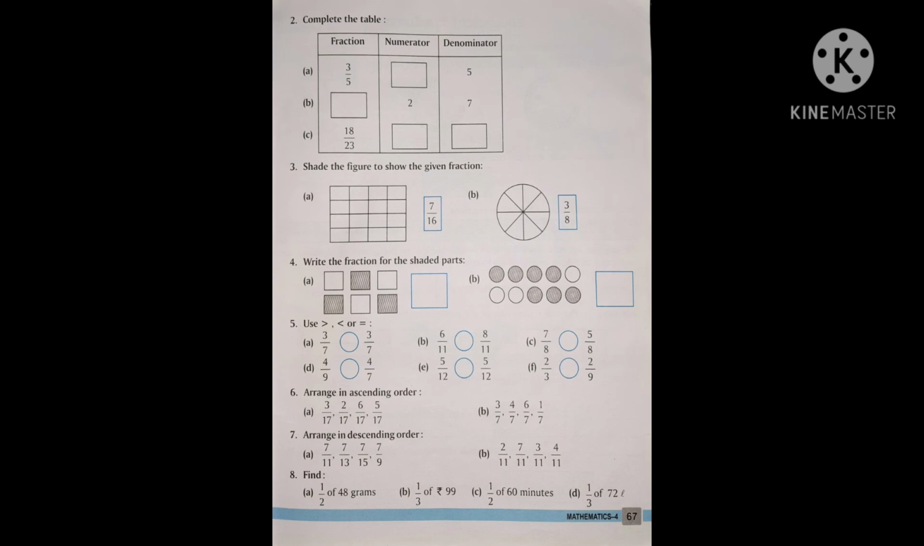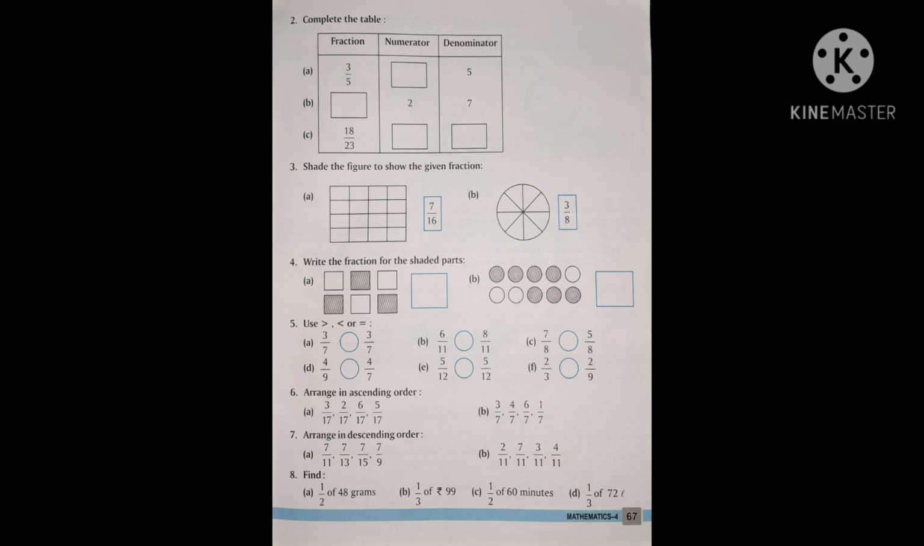Eighth question is find half of 48 grams. Here half of 48 grams means 48 grams you are dividing into 2 equal parts, right? You are dividing 48 into 2 equal parts. So 48, if you take half and half, then it will be 24 and 24, right? Half of 48 will be 24 grams. B is 1/3 of 99, means 99 you are dividing into 3 equal parts. So if you divide 99 into 3 equal parts, you will get 33, right?